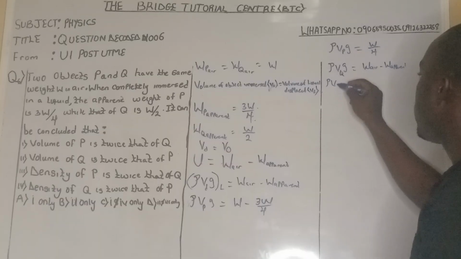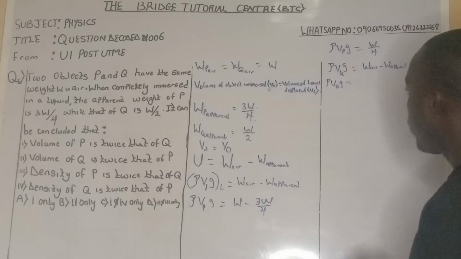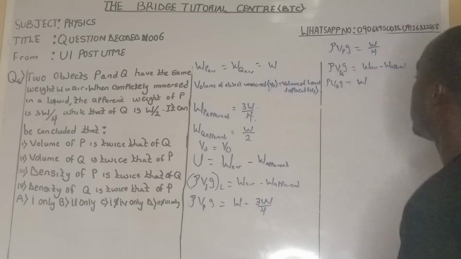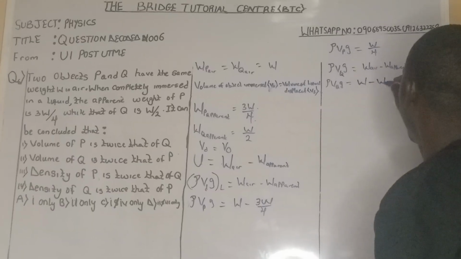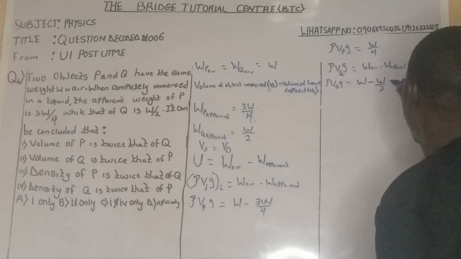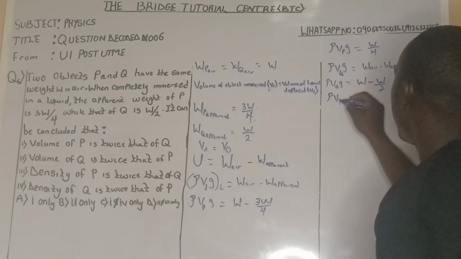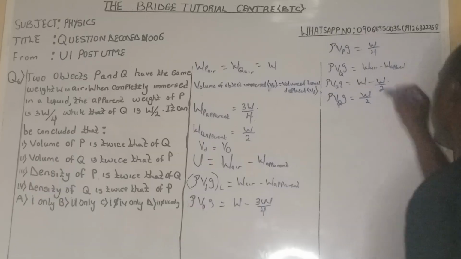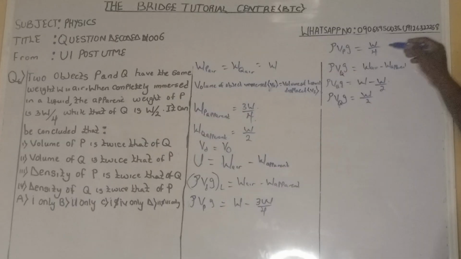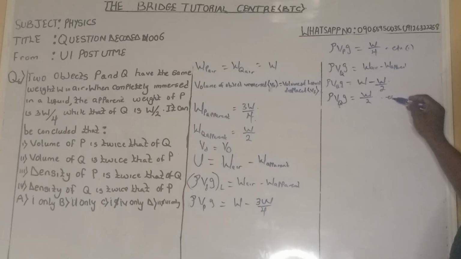We have rho V_Q g, which now equals the weight in air, W, minus the apparent weight, which is W over 2. So if you solve that one, what will you get? Rho V_Q g now equals W over 2. So this is our equation 2, and the earlier one is our equation 1.